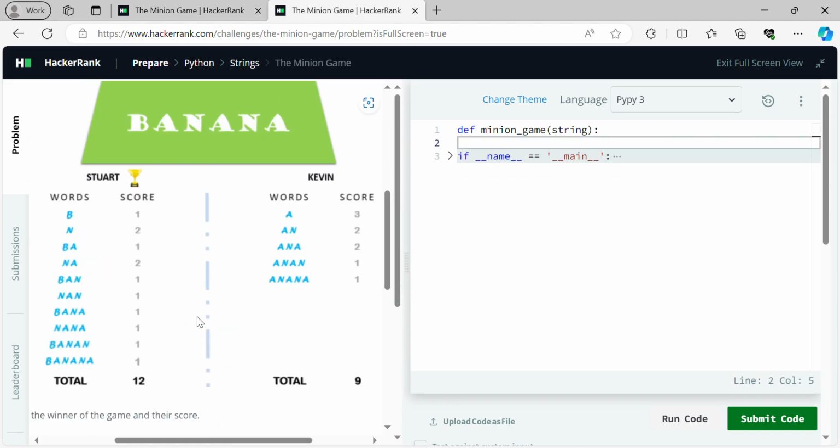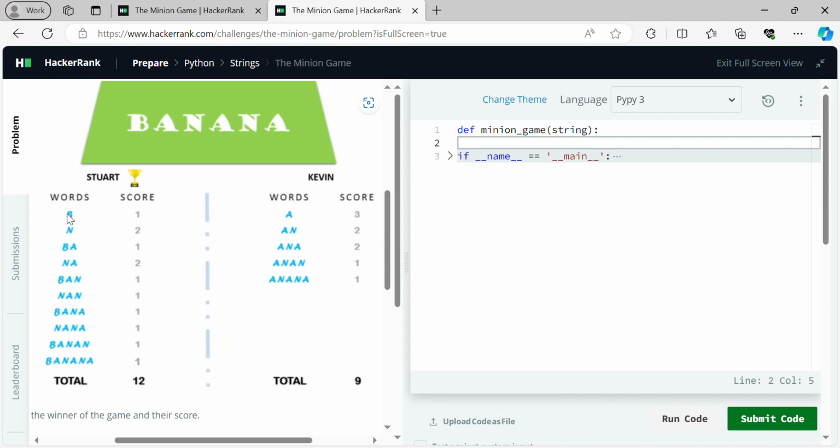Coming here, B is the consonant. You know vowels, right? A, E, I, O, U. So whenever a substring starts with A, E, I, O, or U, Kevin gets it. Here A is the only vowel present in the main string. So we can see how they construct the substrings using this main string. Coming to Stuart, the first letter is B. By using the consonant B, we can see how many substrings he develops.